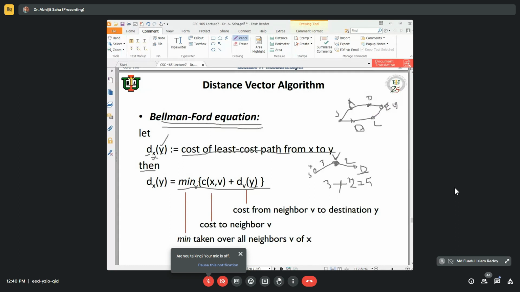Now we can see that there are two paths from the source A to the destination E. That means we are going to apply this equation for both of the paths to find out the least cost path. So these are the costs.